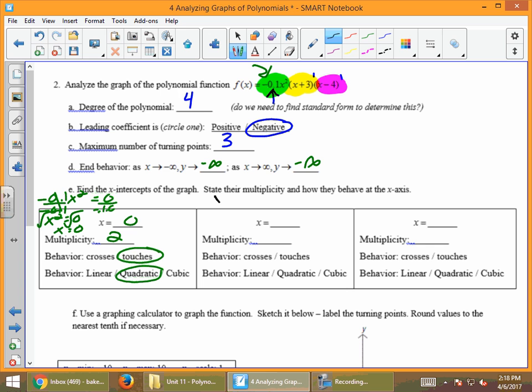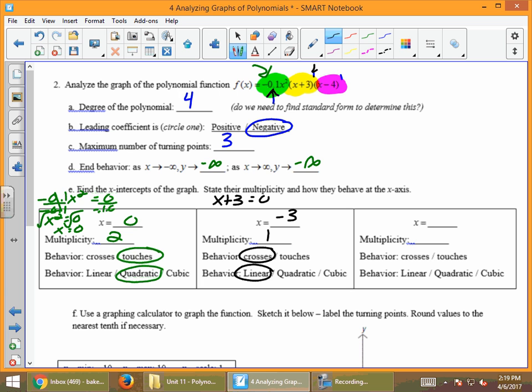Alright. We'll solve this next one. X plus 3 equals 0. When we solve that, what do we get? Negative 3. Just change the sign. Shortcut. What's its multiplicity? 1. So again, the exponent on the outside is 1. So if it's 1, is it going to cross or touch? Odd multiplicities cross. And is it linear, quadratic, or cubic? Linear.